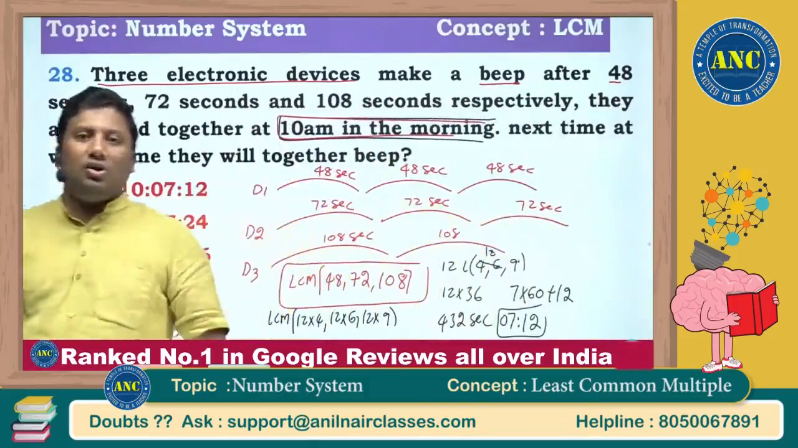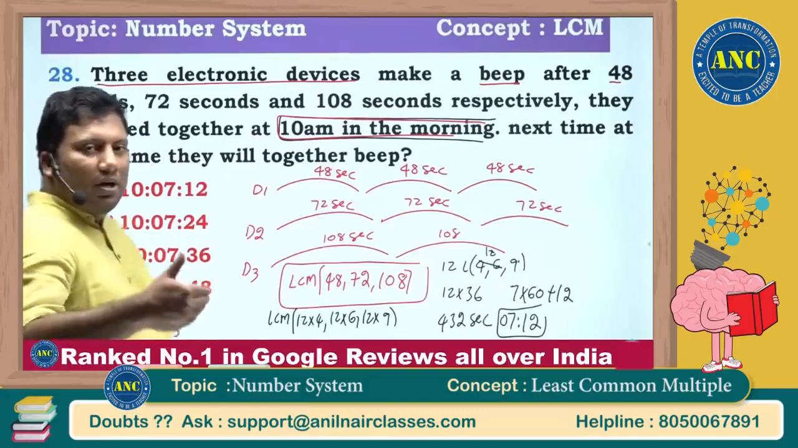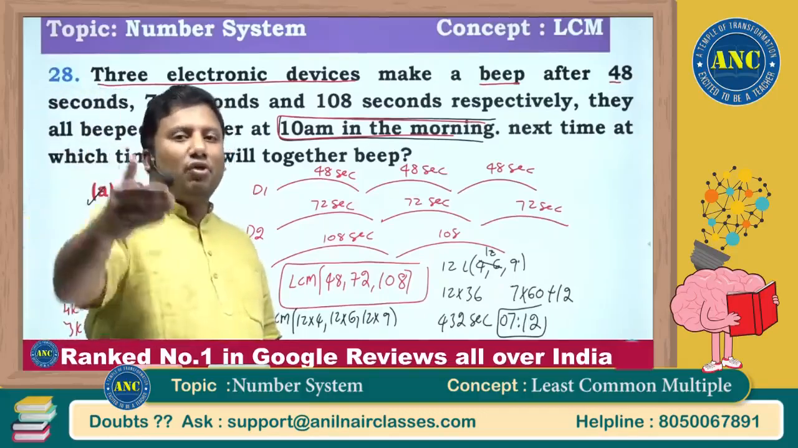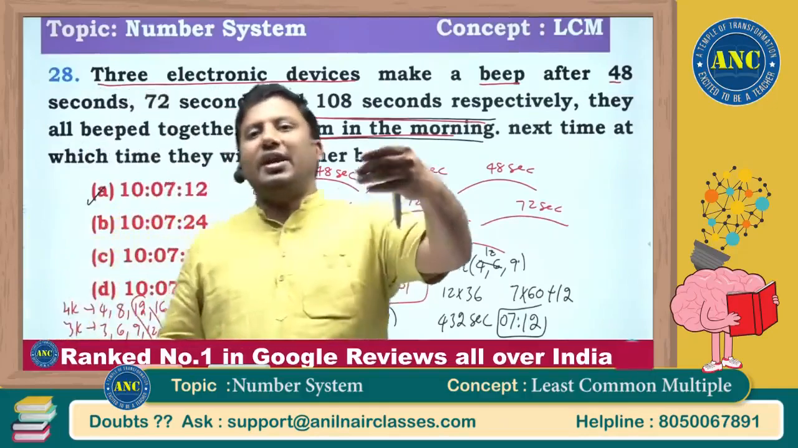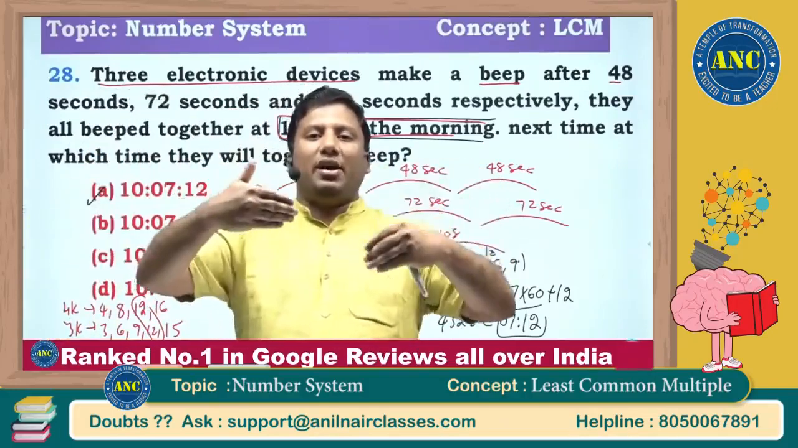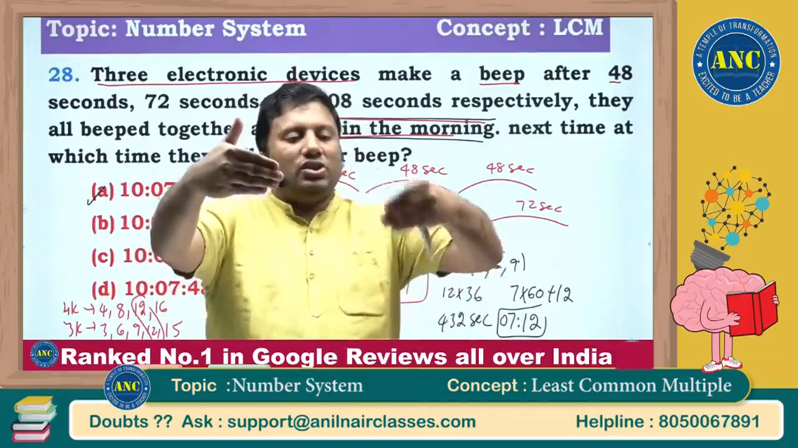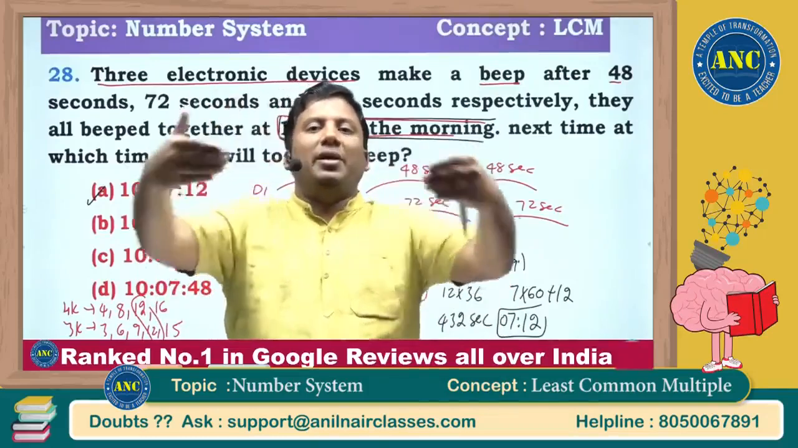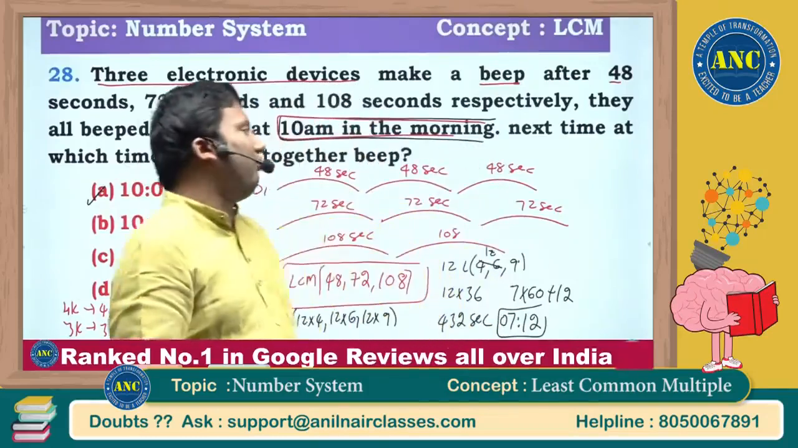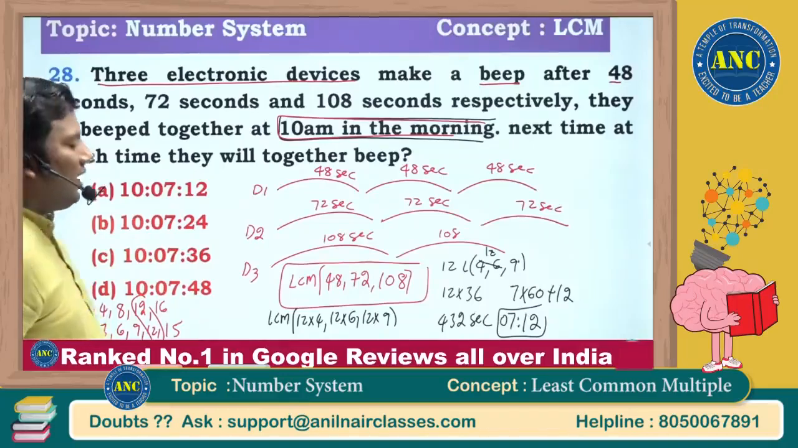Most of you will solve it together. Why did LCM come into the picture? Suppose one student takes every 4 steps and another student takes every 3 steps. At what point will the number of steps match? 4, 8, 12 and 3, 6, 9, 12. They meet at the LCM of 3 and 4. So they will again beep at the LCM of 48, 72 and 108.